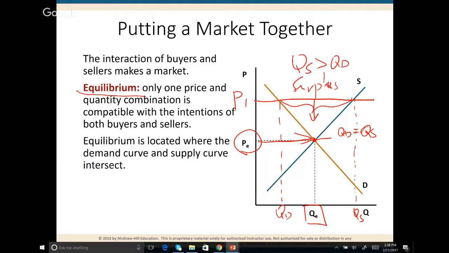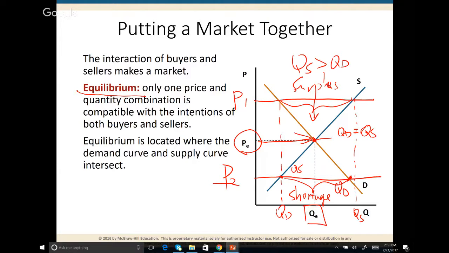So when you have a surplus, that means too much supply, not enough demand, there will be some downward pressure on the prices. So price will go back to equilibrium. And then vice versa, if you have a price too low, so let's call this one P2, at a lower price now, this point on the demand curve, that's your quantity demanded. This point on the supply curve, that's your quantity supplied. So now quantity demanded is more than quantity supplied. This difference here is called a shortage.